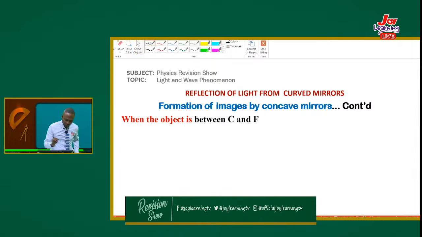Object between C and F. So as usual, we will draw a ray diagram, starting with the concave mirror.